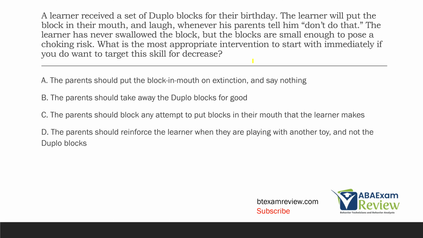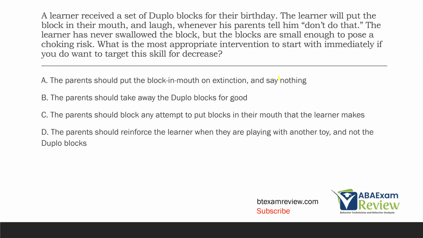A learner received a set of Duplo blocks for their birthday. The learner will put the block in their mouth and laugh whenever the parents tell him, don't do that. The learner has never swallowed the block, but the blocks are small enough to pose a choking risk. What is the most appropriate intervention to start with immediately if you do want to target this skill for decrease?